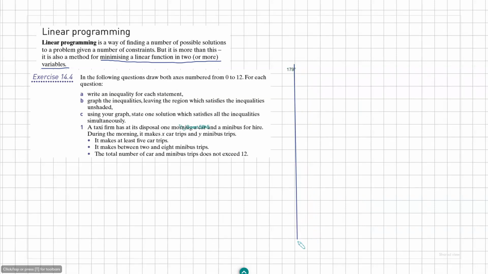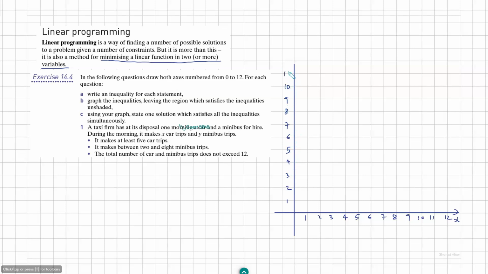So you don't really need the negative part of your axis. You can just draw the positive part. You can draw it like this: 1, 2, 3, 4, 5, 6, 7, 8, 9, 10, 11, 12. Okay, so you've answered the first part.